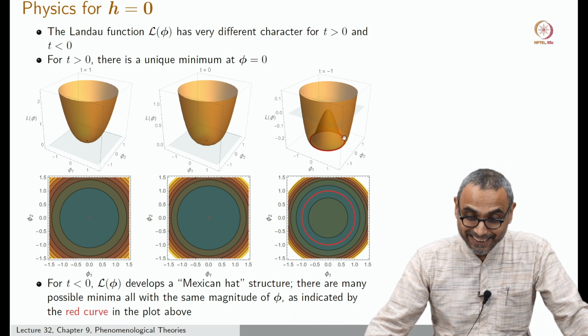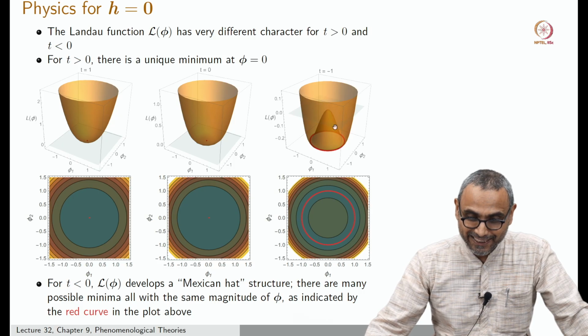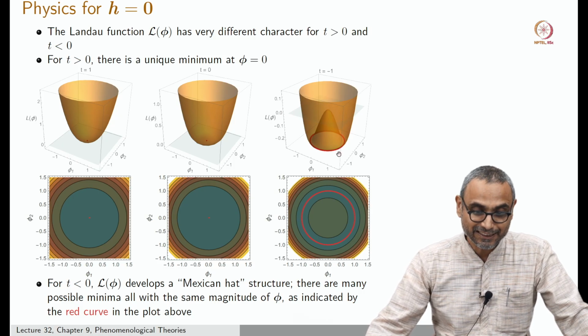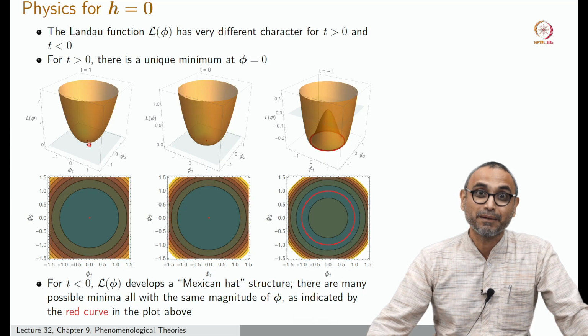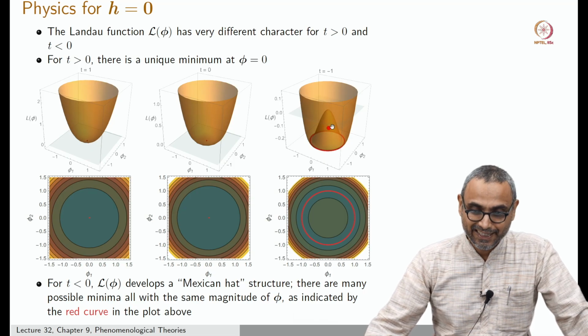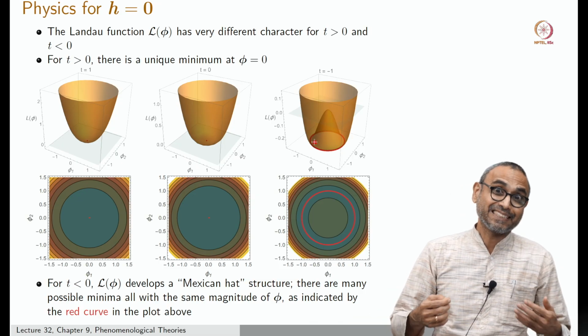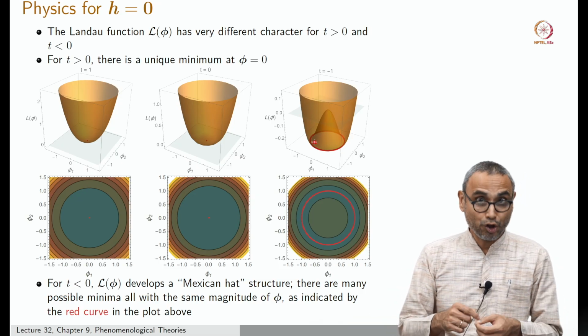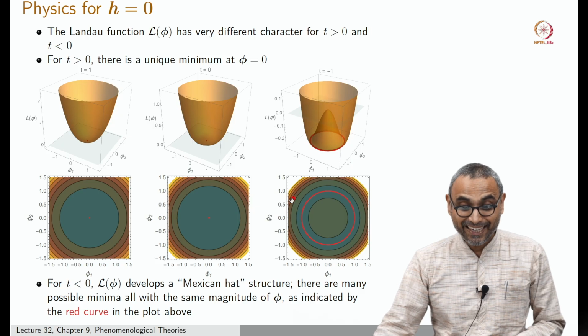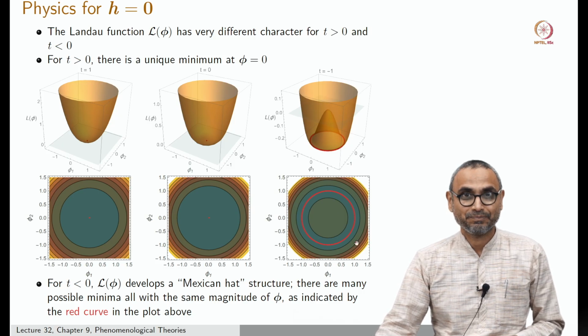And you can see that this energy now is below 0. See, that's the 0 plane here, and this energy has gone below 0. Here the minimum energy was always 0. Here the energy has gone below 0, and the value of phi at which the minimum energy is attained is not unique. It can be anywhere on this ring, if you wish, right?